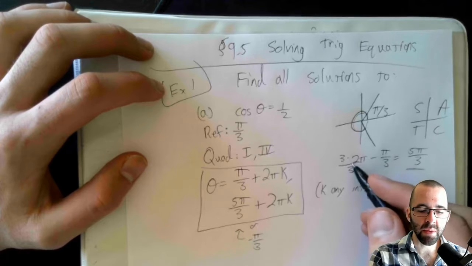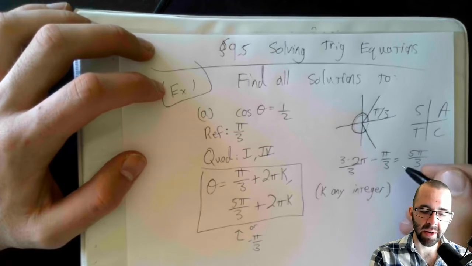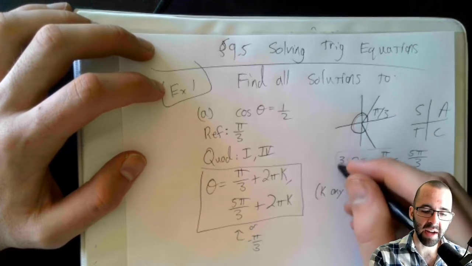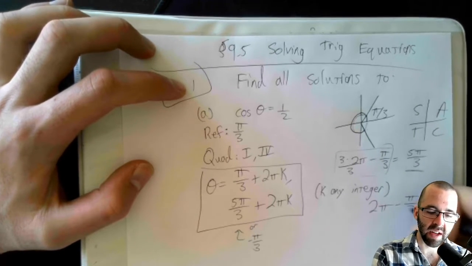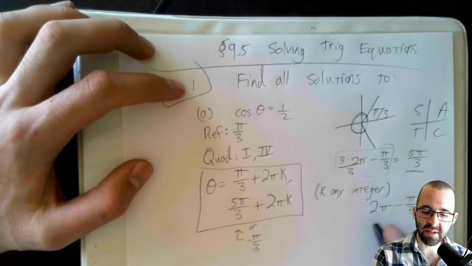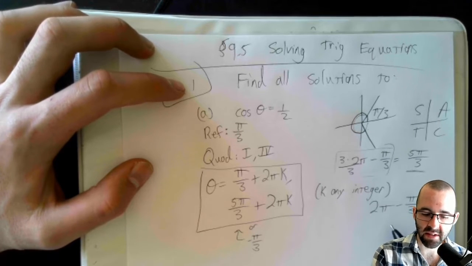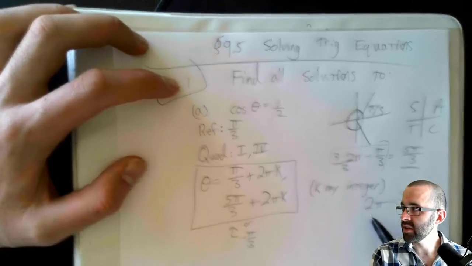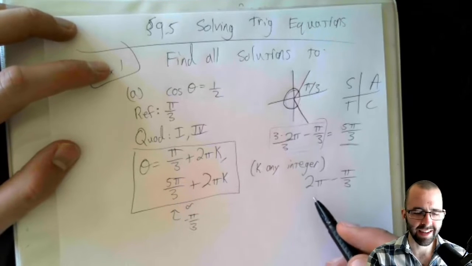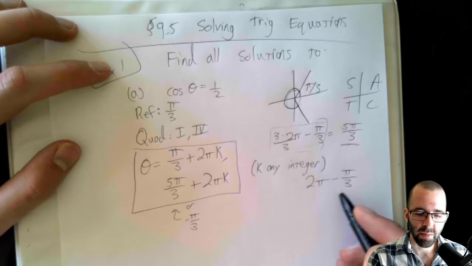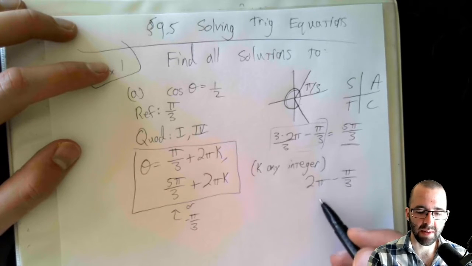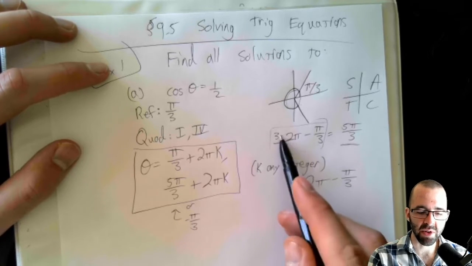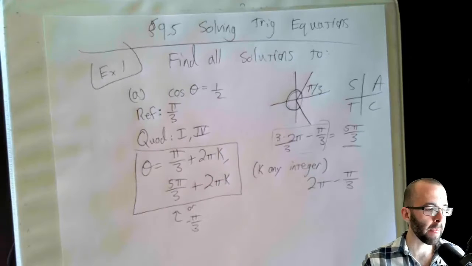The multiplying by 3 was just me trying to get a common denominator so that I could combine these terms, right? Because we had just 2 pi minus pi over 3, and if you wanted to use your calculator to do this, as long as your calculator is set to give you exact answers, that's okay. But if I'm doing it by hand, we cannot combine these things unless we have the same denominator. That's why I multiplied by 3 over 3.